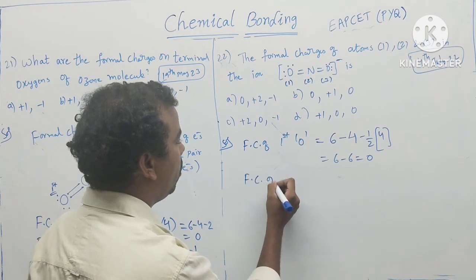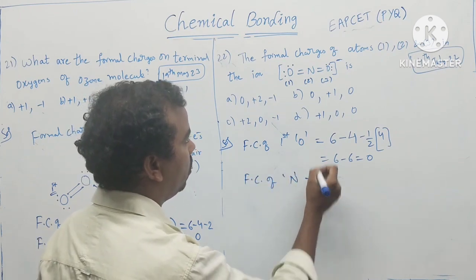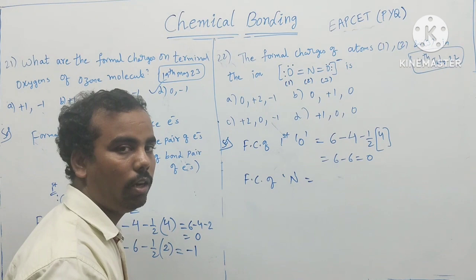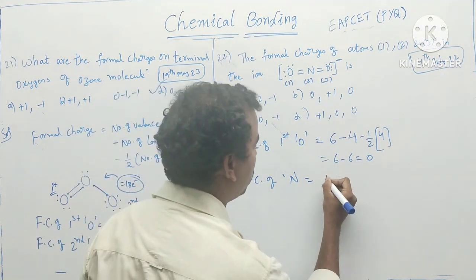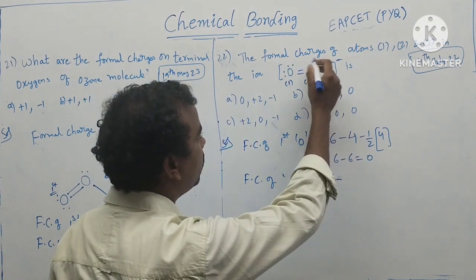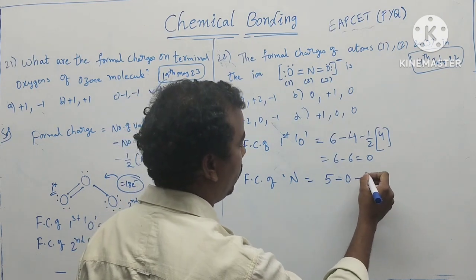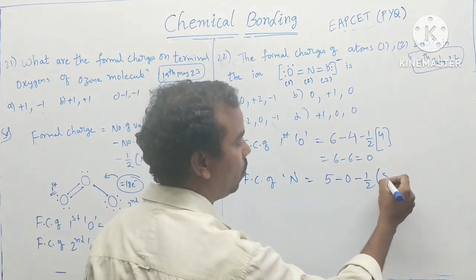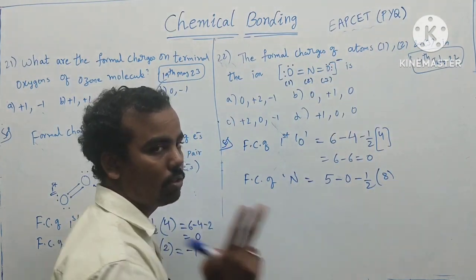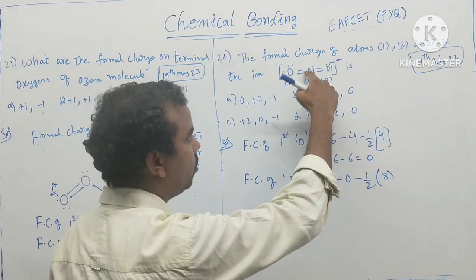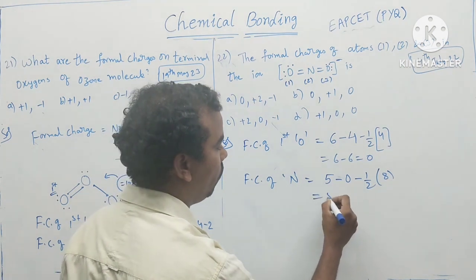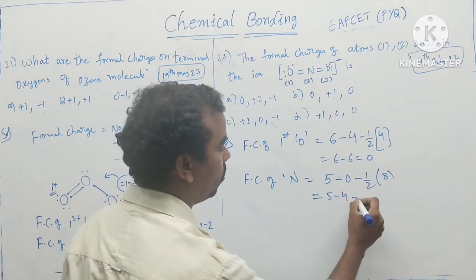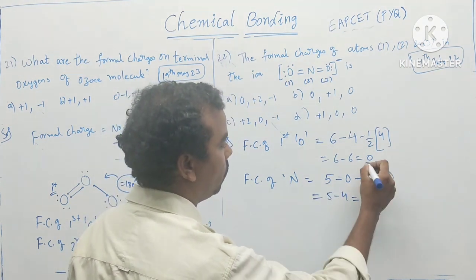Formal charge of nitrogen. How many valence electrons does nitrogen have? Nitrogen is a group 5A element, so valence electrons 5, minus the lone pairs, there is no lone pair, 0, minus half into the number of bond pair electrons, 4 bond pairs, that means 4 into 2, each bond contains 2 electrons, so 8. 5 minus 8 by 2, 4, so plus 1.